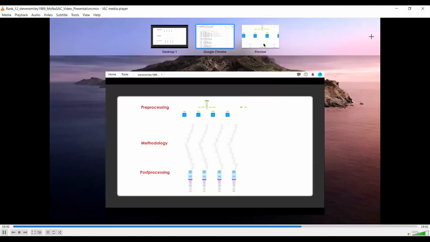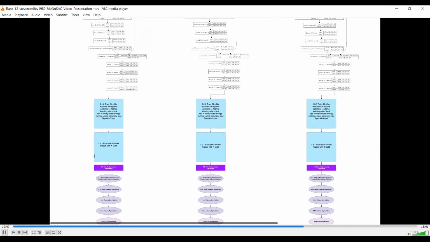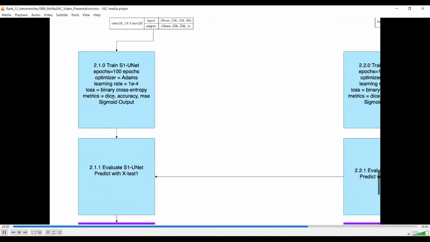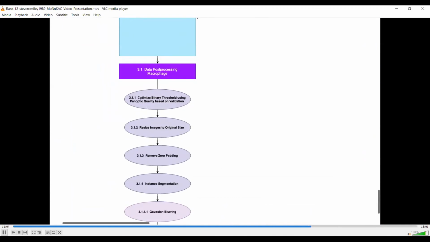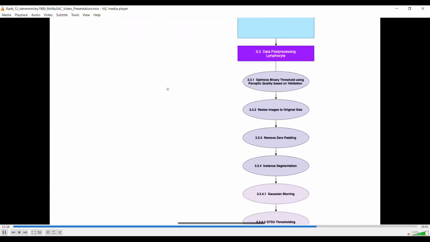And I can show you that on this flowchart. As we've gotten past here, we're in the post-processing step. And like I said, I have 100 epochs set, Adam's learning rate set, binary cross entropy, sigmoid output, and the optimized metrics: dice, accuracy, mean squared error. All right, so this is where I was just showing you in the code. There's binary thresholding using that panoptic quality, and that's post-processing. It's done on each one.